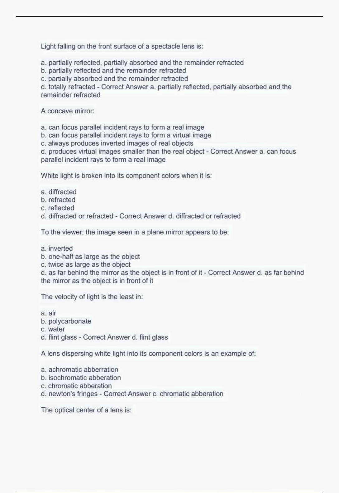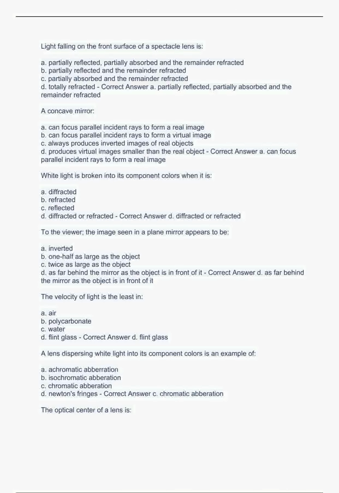Light falling on the front surface of a spectacle lens is: A. Partially reflected, partially absorbed, and the remainder refracted. B. Partially reflected and the remainder refracted. C. Partially absorbed and the remainder refracted. D. Totally refracted. Correct answer: partially reflected, partially absorbed, and the remainder refracted.